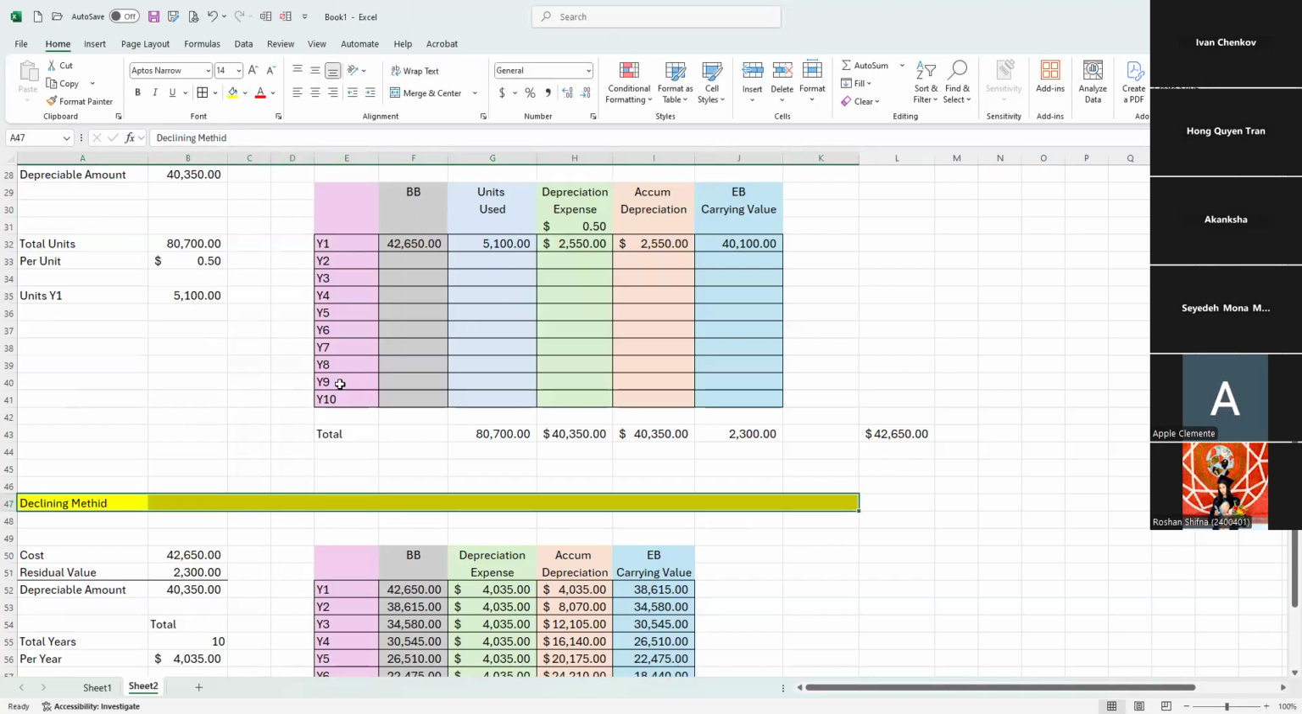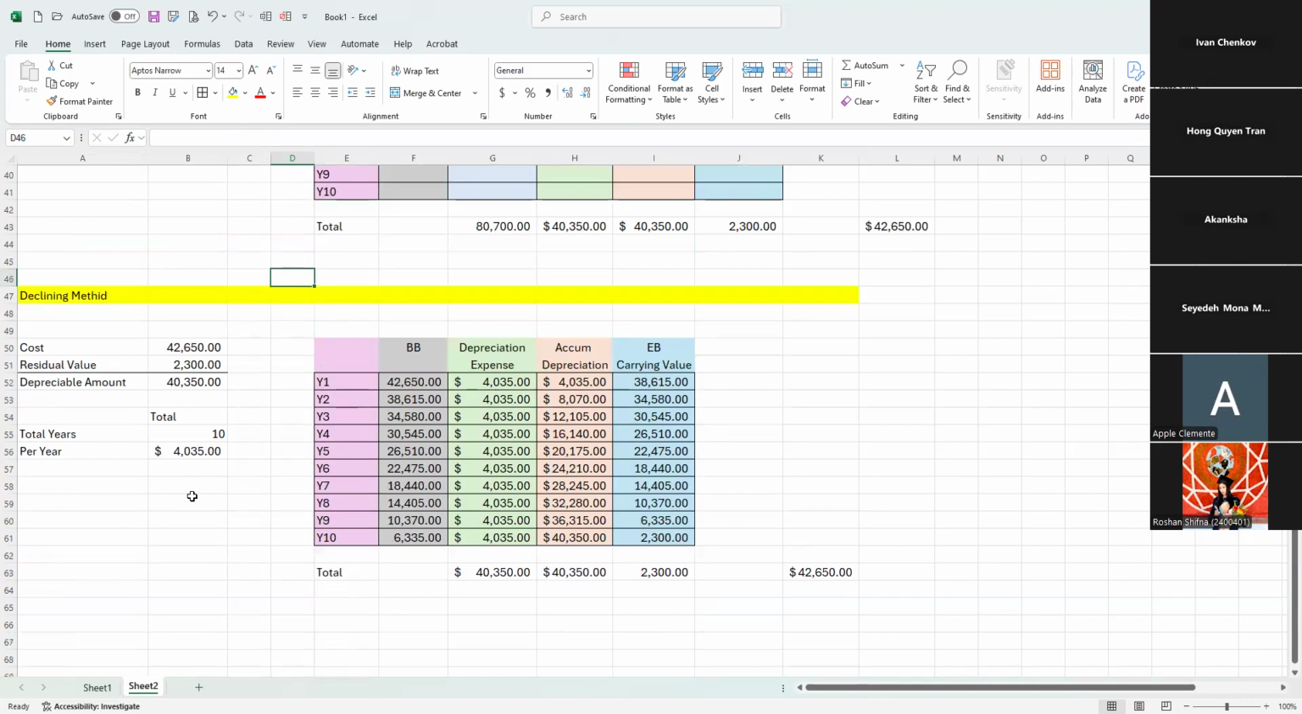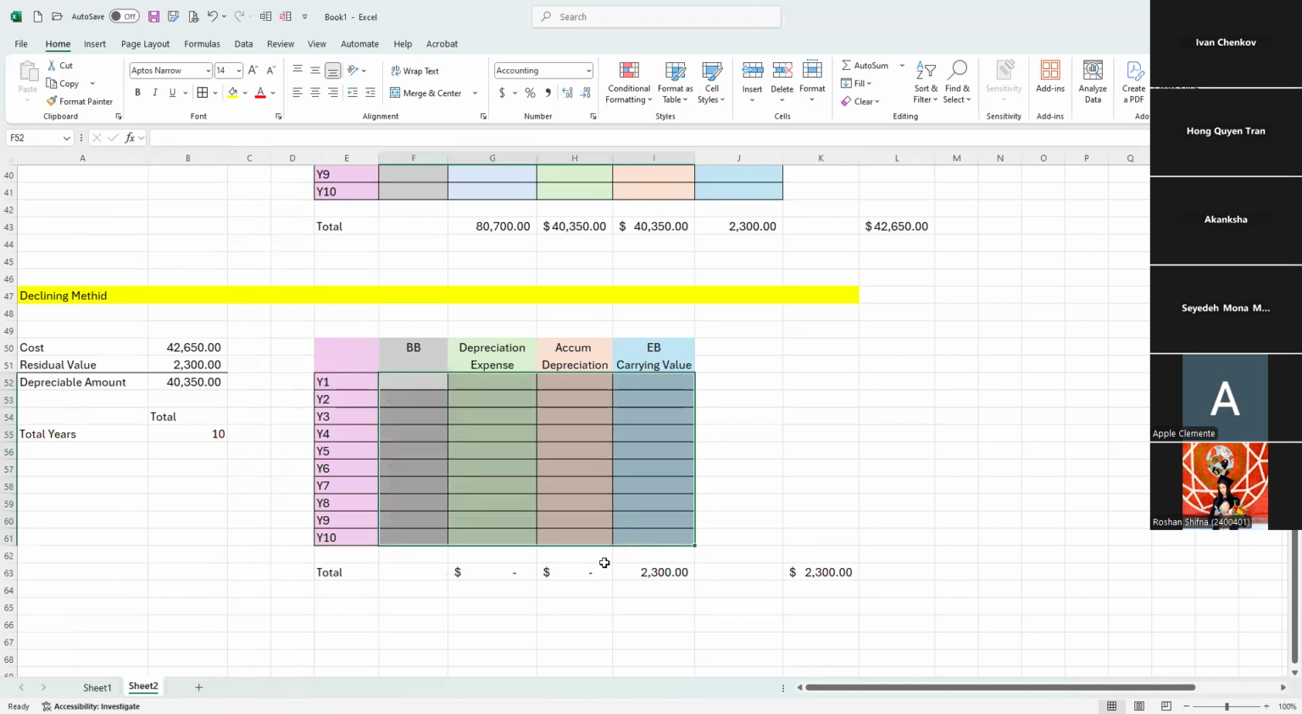Do you want to do the declining method just for the sake of practice? Yes, sir. Okay, let's do that. What do we need? I have to get rid of this.